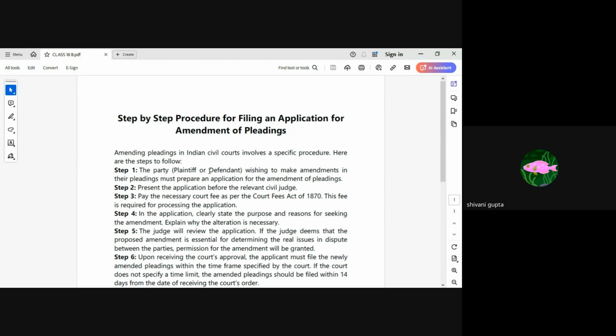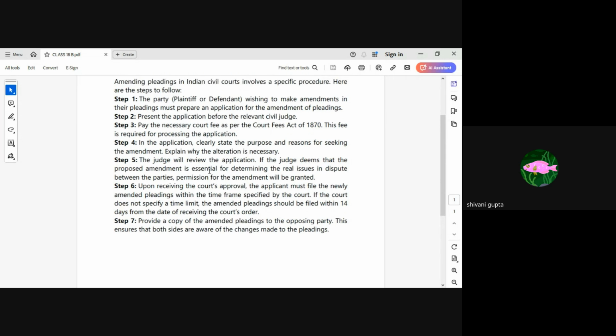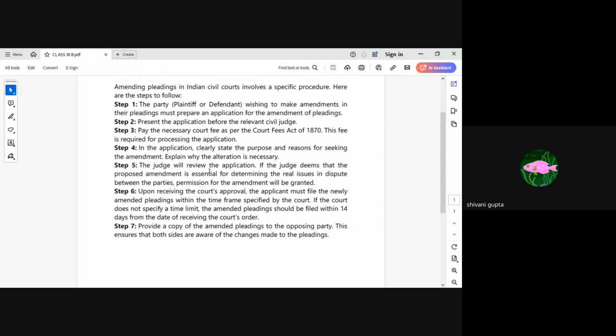Now we will discuss the procedure followed for filing an application for amendment of the pleadings. It includes certain steps, and we have to follow them one by one. One more thing I have to tell you is that both the plaintiff and the defendant can make modifications in the plaint and the WS. The affidavit will be changed accordingly as per the plaint and the WS.